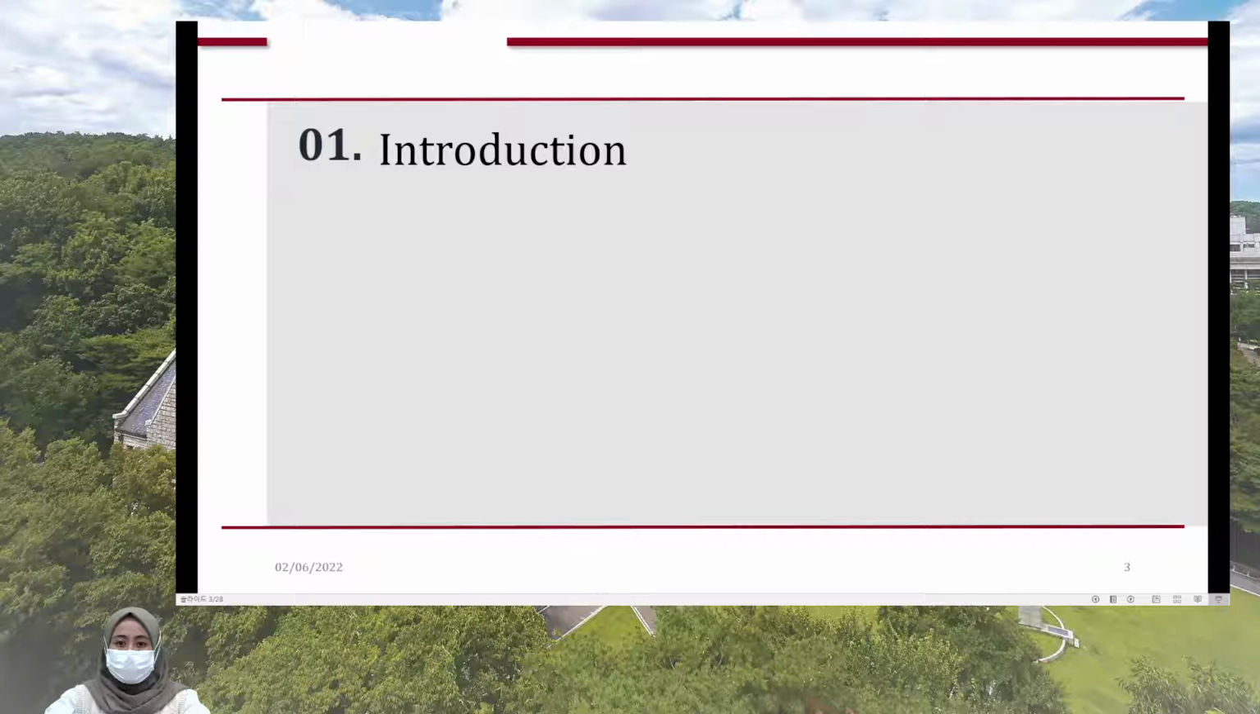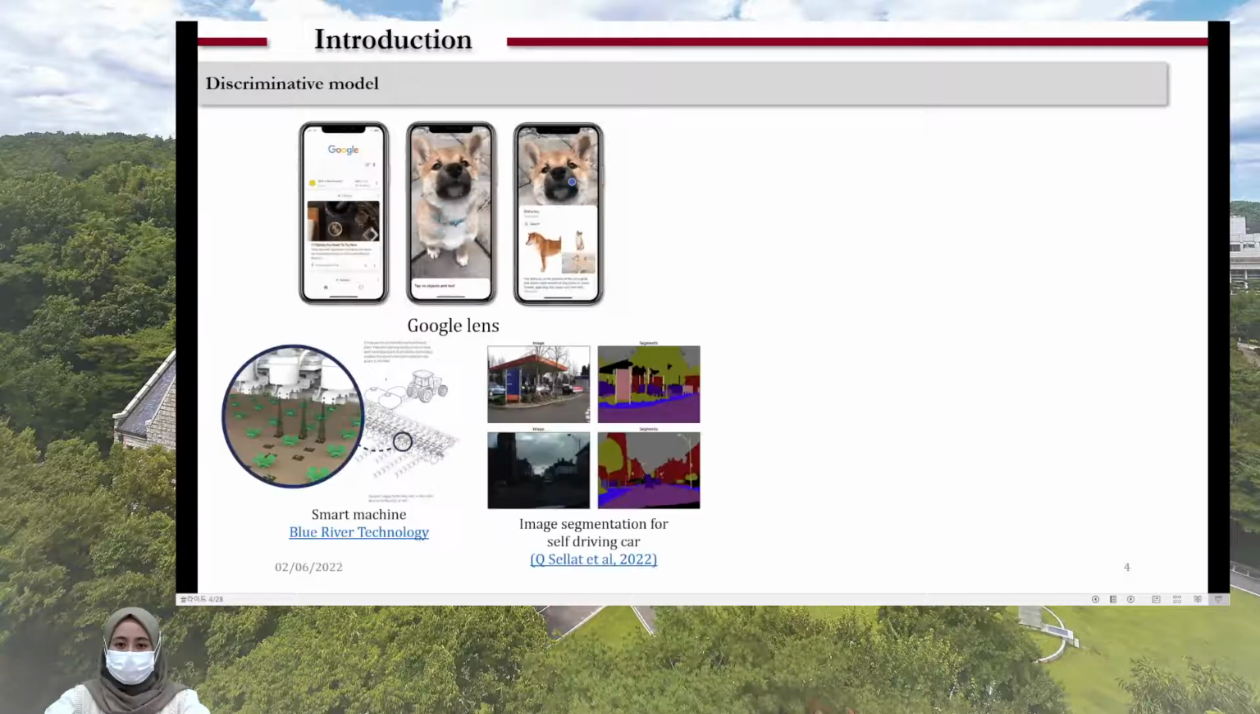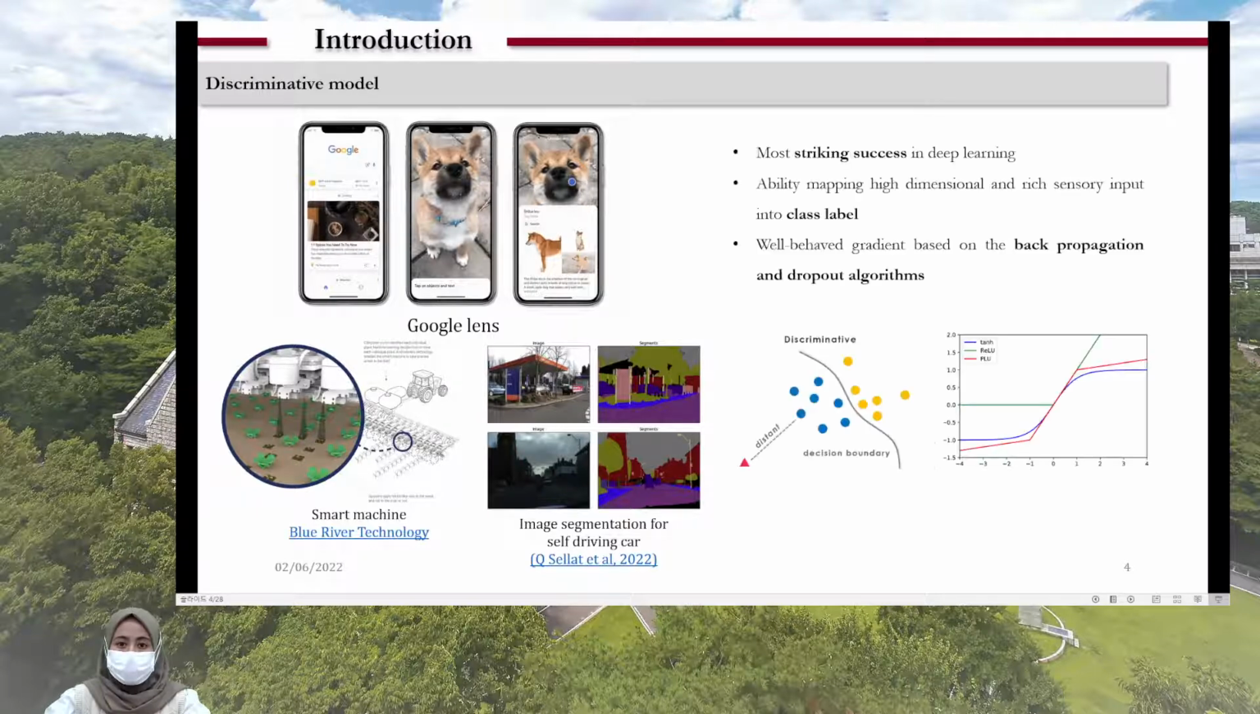Let's start with the introduction part. Google Lens, a smart machine which can analyze the health status of the plant, and image segmentation for self-driving cars are examples of discriminative models. This model has made the most striking success in deep learning because it has the ability of mapping high-dimensional and rich sensory input into class labels, or in other words classification. The application of backpropagation and dropout algorithms results in well-behaved gradients.